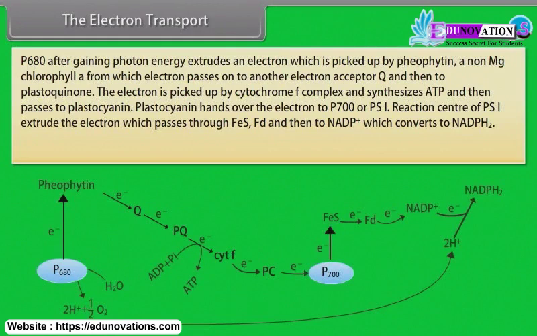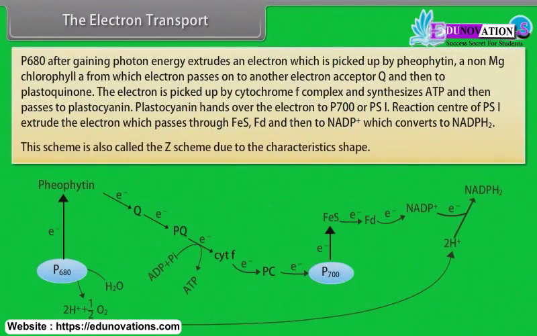Plastocyanin hands over the electron to P700 or PS1. The reaction center of PS1 extrudes the electron which passes through FeS, FD and then to NADP+, which converts to NADPH2. This scheme is also called the Z scheme due to its characteristic shape.